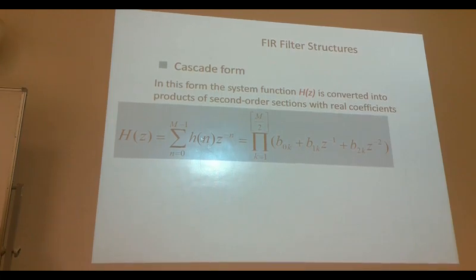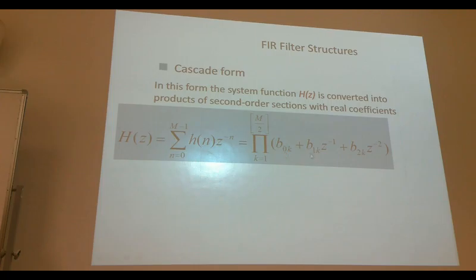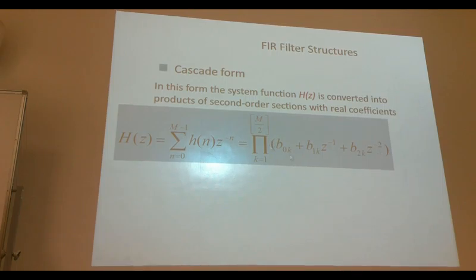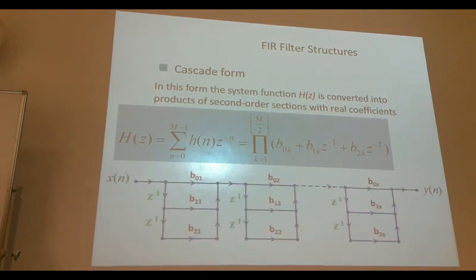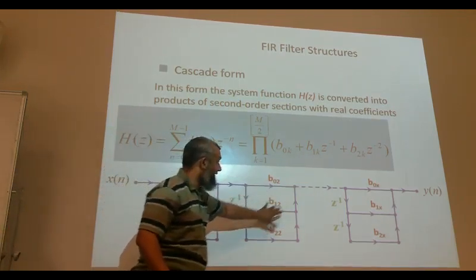Instead of having a long summation n equal to 0 to m minus 1, h0 plus h1 z minus 1, h2 z minus 2, we can break it down into roots. So b0, b1 z minus 1, b2 z minus 2. That's one root. The second root is multiplied by this, the third root multiplied by this. You can multiply them in the structure, in the factors of 2, power of 2. The benefit of that is that now you can implement each root separately.